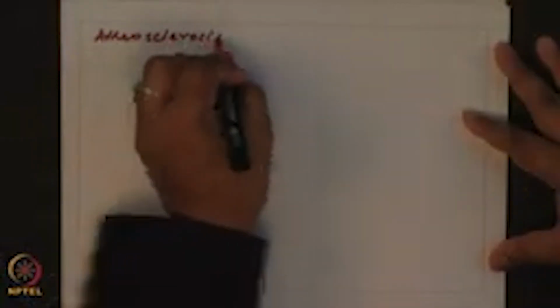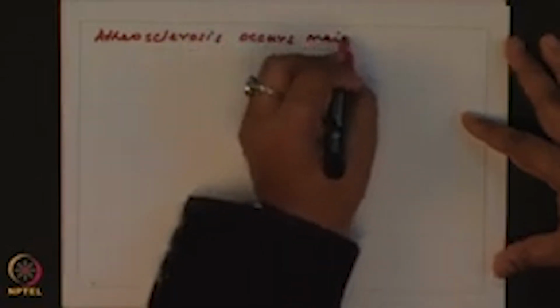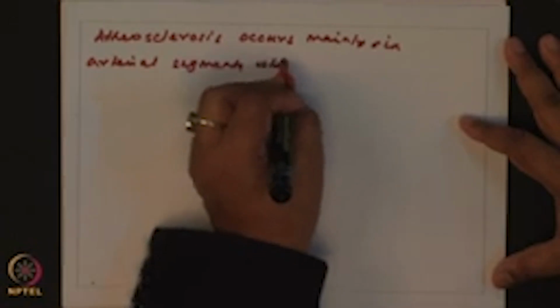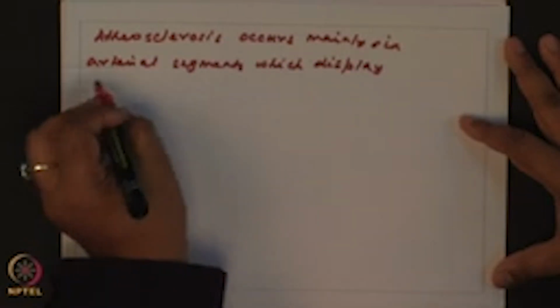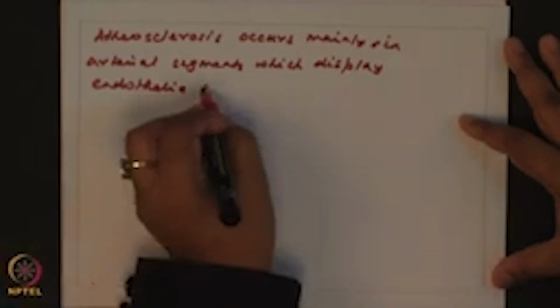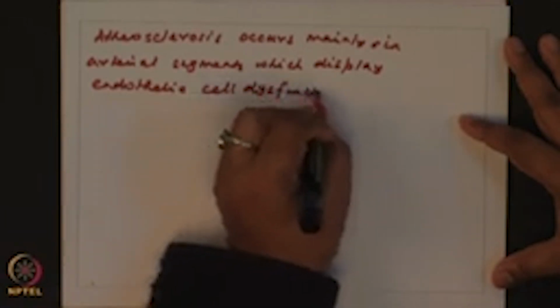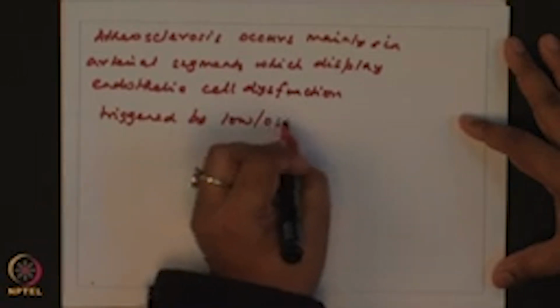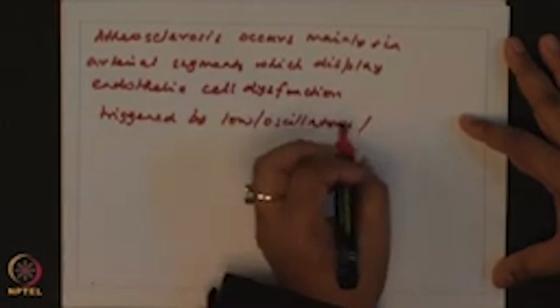Okay. And subsequently, people have shown that atherosclerosis occurs mainly in arterial segments which display endothelial cell dysfunction, triggered by low, oscillatory or turbulent shear stress.